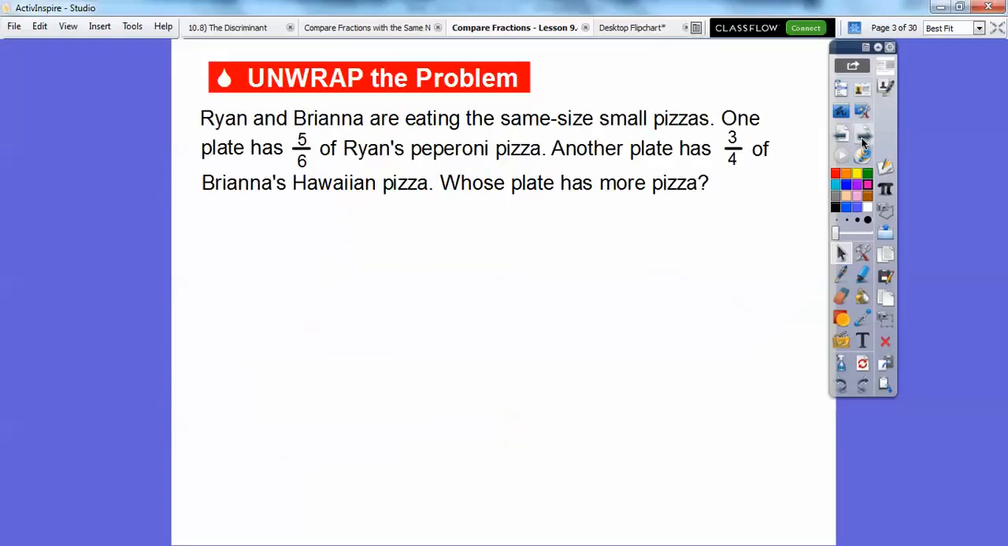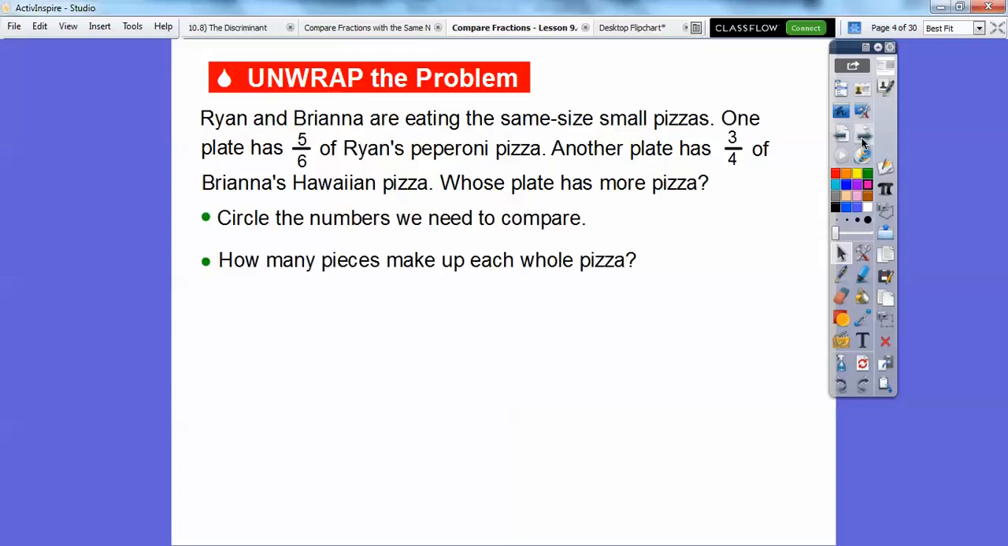So here's one. Ryan and Brianna are eating the same size small pizzas. One plate has 5/6 of Ryan's pepperoni pizza. Another plate has 3/4 of Brianna's Hawaiian pizza. Whose plate has more pizza? Okay, well, let's circle the numbers that we need to compare. Well, we need to compare those two fractions, 5/6 and 3/4. How many pieces make up each whole pizza?